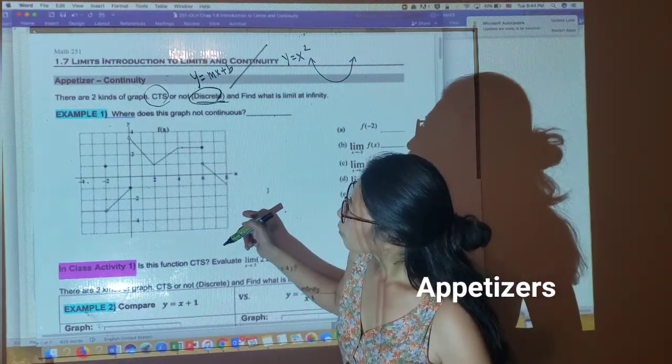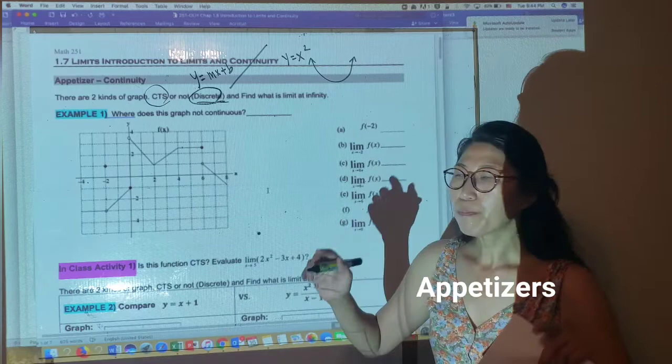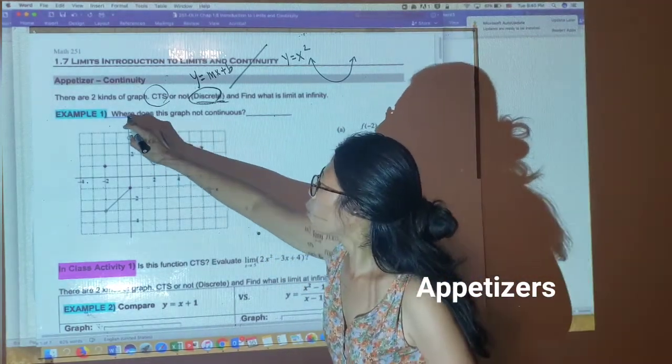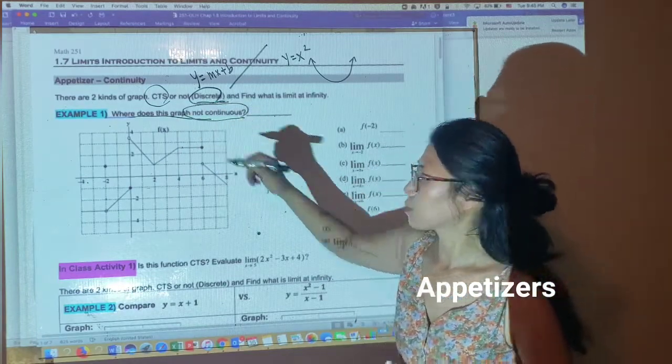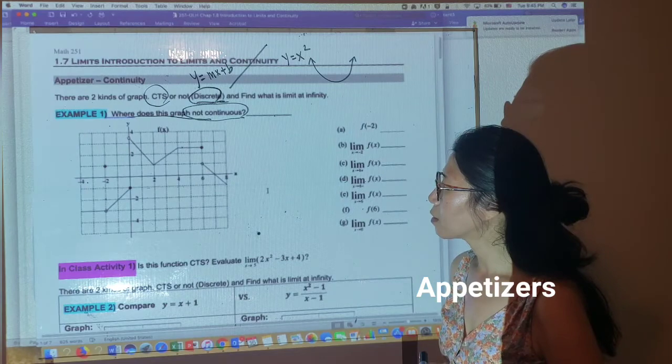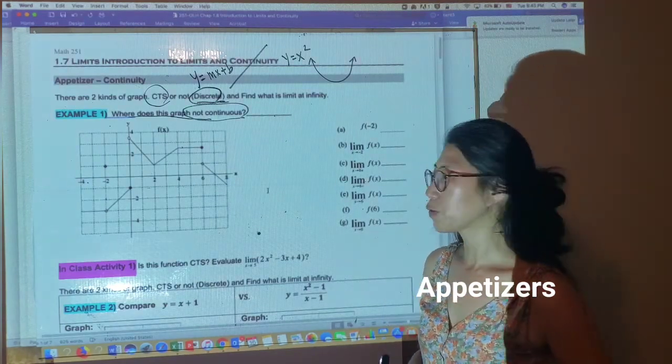So let's look at example 1. I want you to pause the video and think about where this graph is not continuous. Pause the video and do it quickly. Okay, how many do you see? You can answer for me. How many do you see?